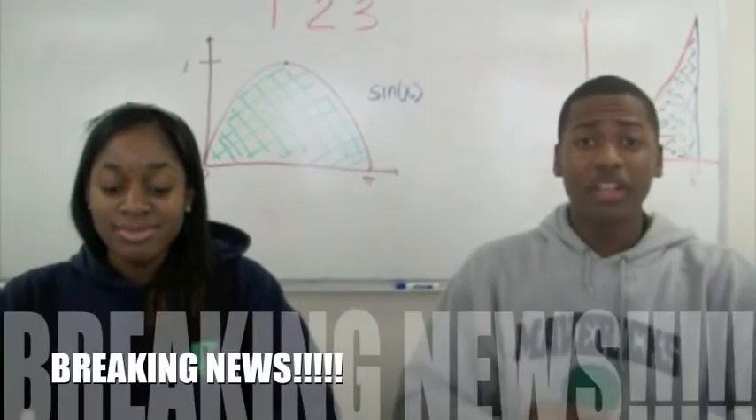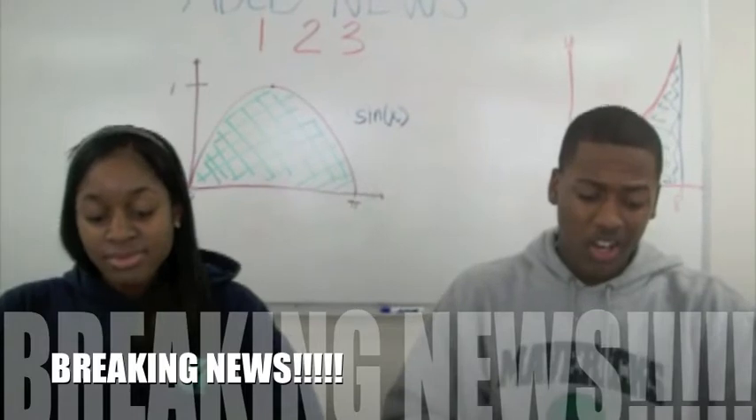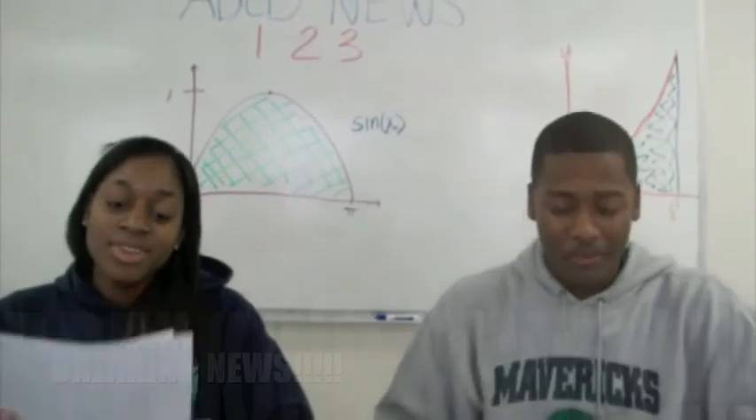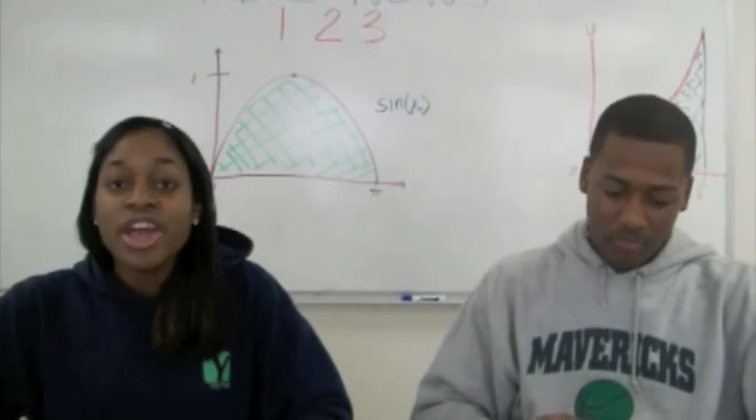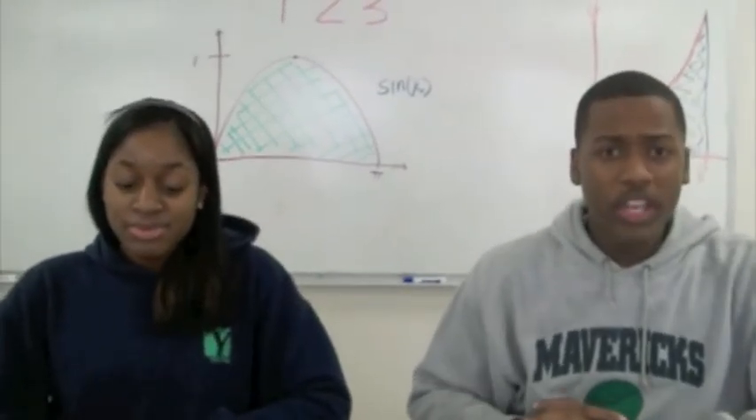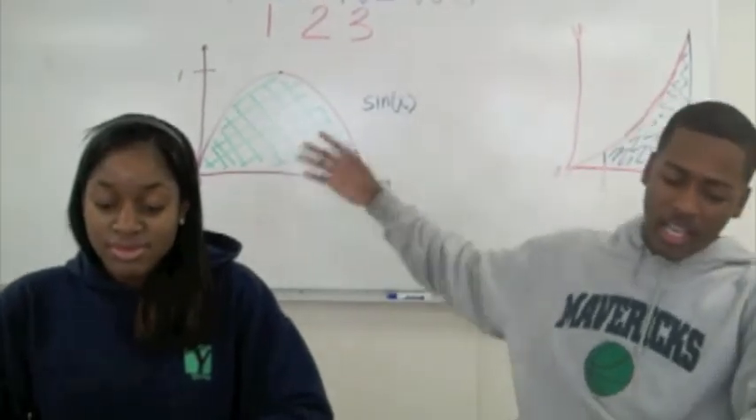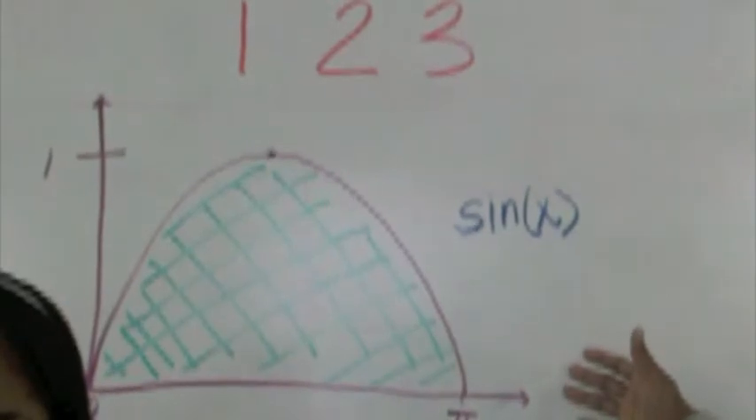Well, tonight we have breaking news. A method to find the average value of a function on a closed interval has been discovered. That's right, and we are here to share with you the secret mathematicians and the famous Mr. D are keeping from us. Without further ado, here is the graph of the function sine of x on the interval 0 to pi.